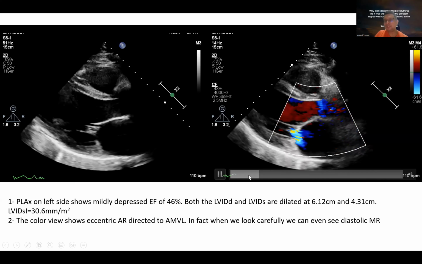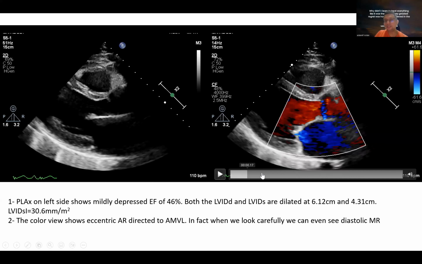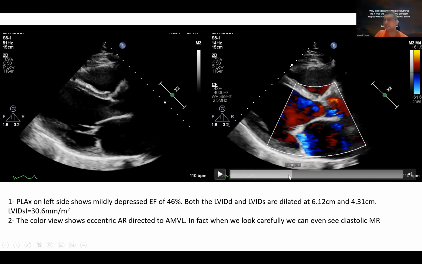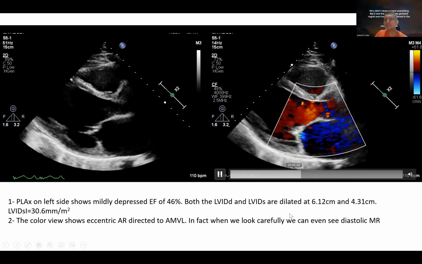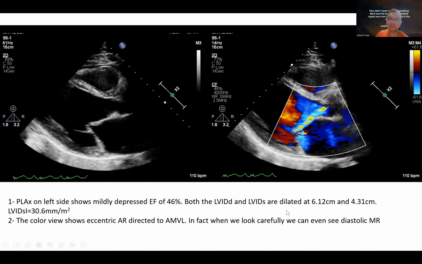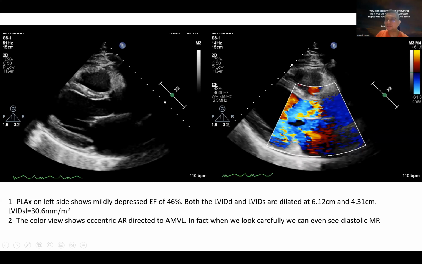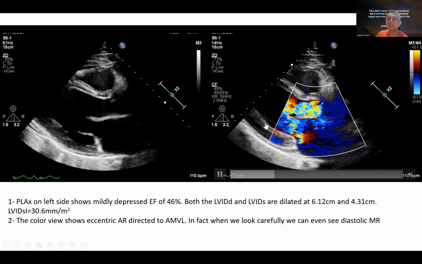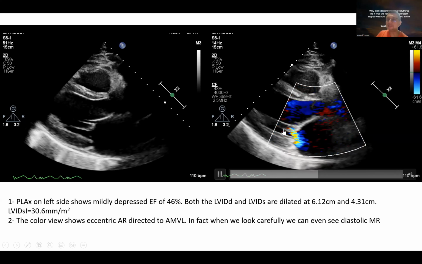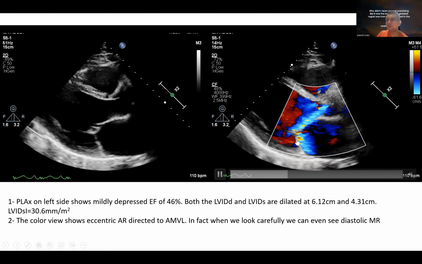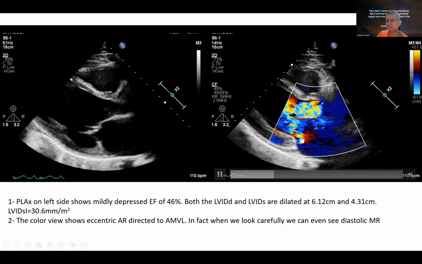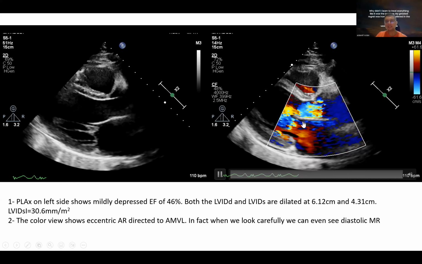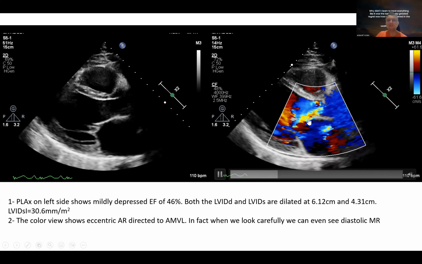However, for this patient, the mitral regurgitation is not only in systole, but also in diastole, at late diastole. So why does this patient have diastolic MR as well? The reason is because of the aortic regurgitation, the LV EDP is so high that even at end diastole, where the valve is supposed to be closed, you even see mitral regurgitation at that time. So we see an eccentric jet directed to the anterior mitral valve leaflet.